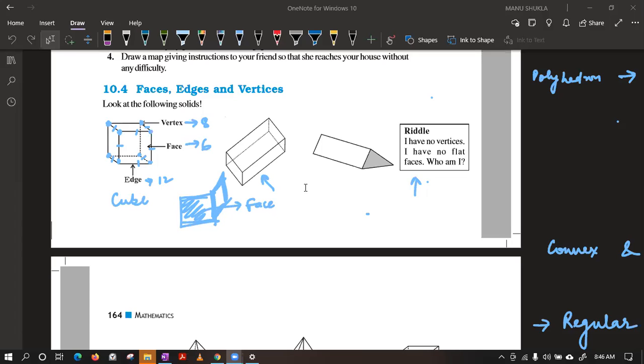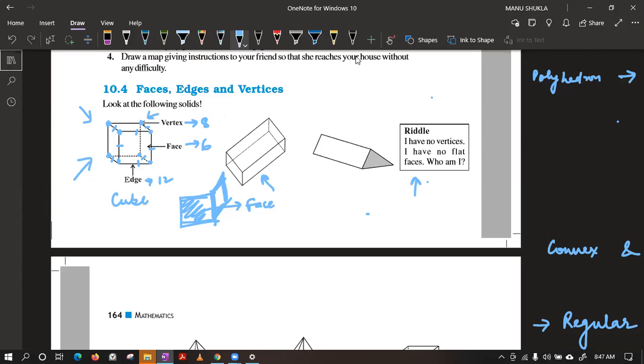In the last class, we discussed polyhedrons, and after that convex and concave polyhedrons also. In the polyhedron, if you all remember, we discussed that if you take these polygons, you can see this is a cube. The polygons used to make this cube are squares. All the polygons used to make this cube are squares.